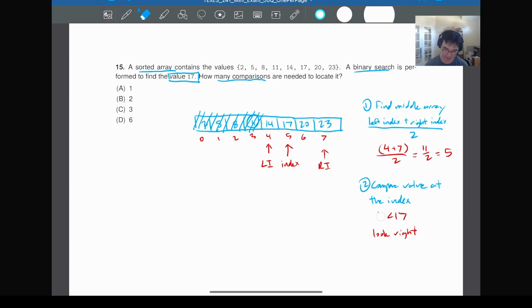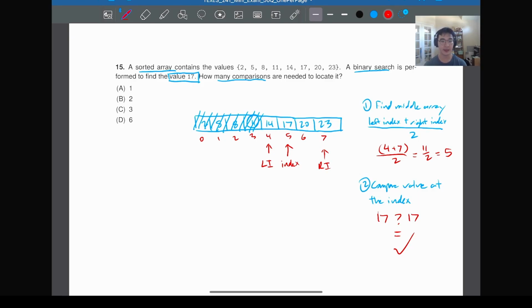I compare the value. I'm on step 2 now. I compare the value at that index. So is it 17? 17. And it is the value I'm looking for, right? So that is good. They're equal. I'm good. And the question is asking how many comparisons did we need to locate it?